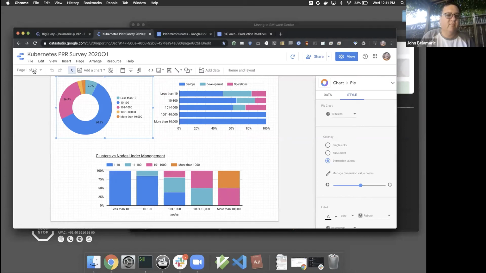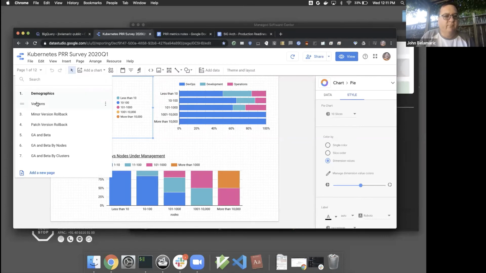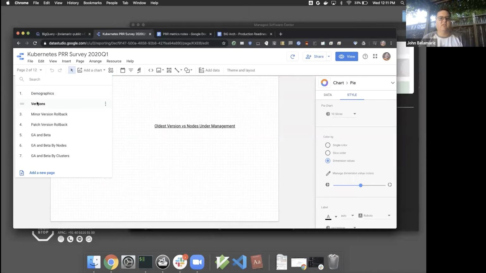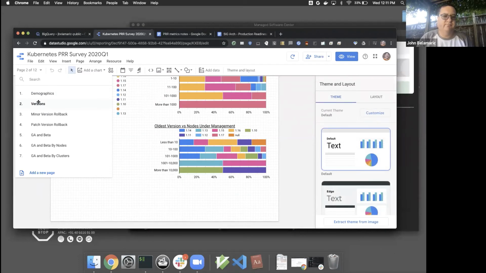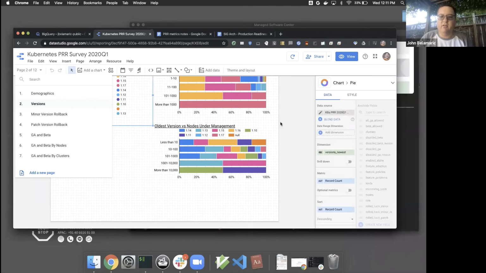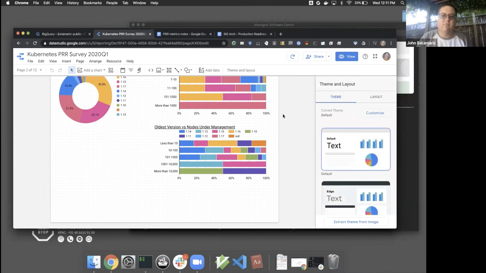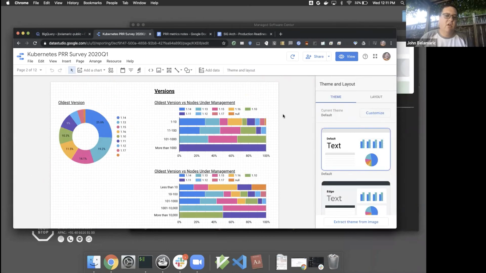Okay, that gives some context. So let's look at the versions that people are running. We asked a question that was basically, what versions do you have running? 1.10 and earlier, up through 1.17, and of course it's not mutually exclusive.